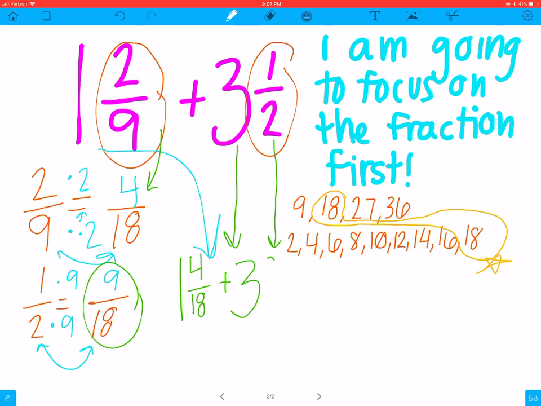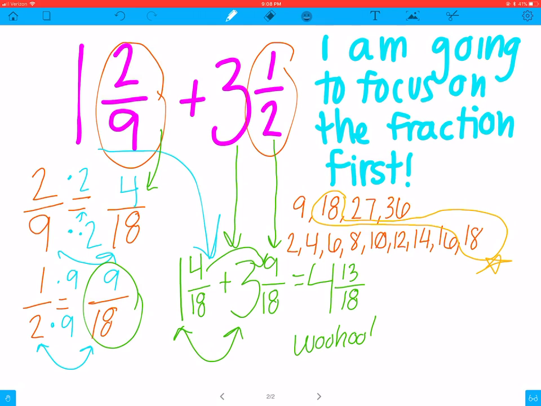The cool part is, now that I have a common denominator, I can add straight across. I'm going to add the 1 and the 3. I get 4. And 4 plus 9 is 13. And my denominator stays the same. And it's 4 and 13/18. Pretty straightforward, right? And again, the more you practice, the better you're going to feel, and the more confident you're going to feel when it comes to things like this.